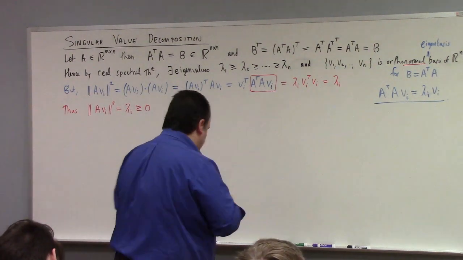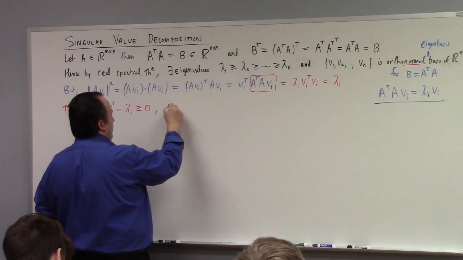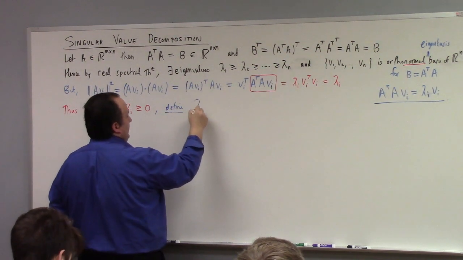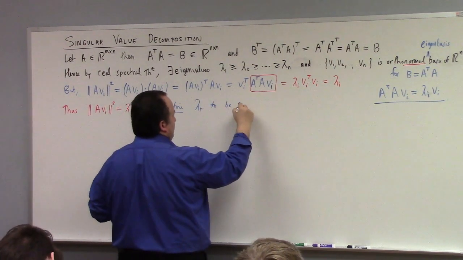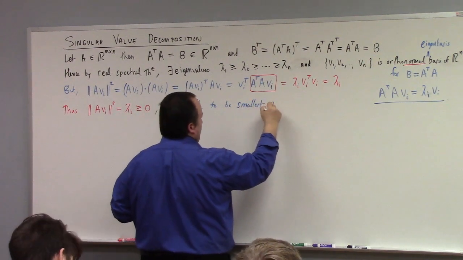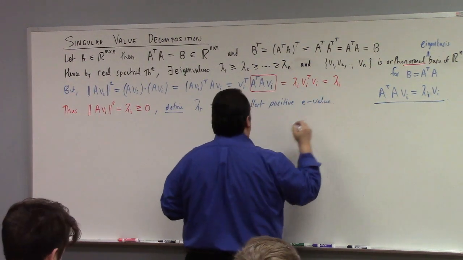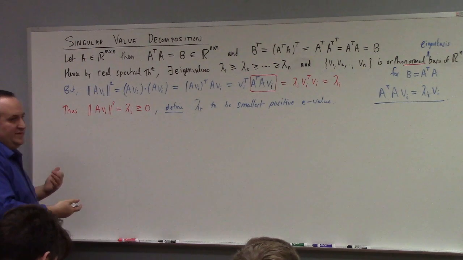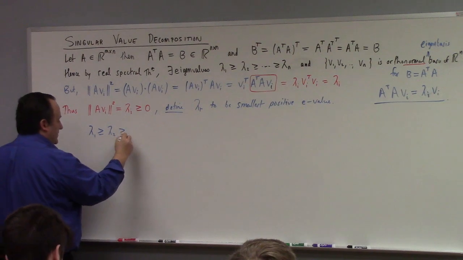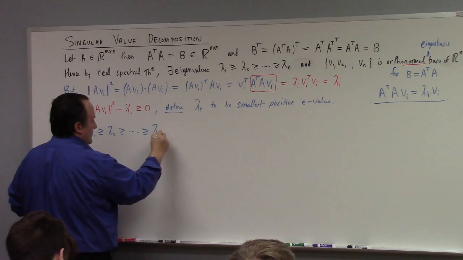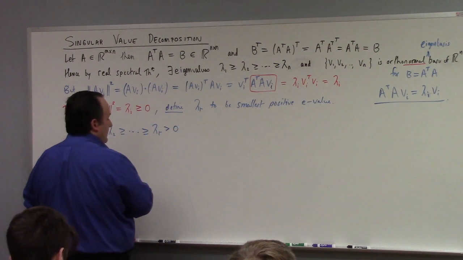All right? And so for that reason, we can just define lambda r to be the smallest positive eigenvalue here. So what does that mean? That means that we have lambda 1 greater than or equal to lambda 2 greater than or equal to and so on, down to lambda r, right? And then past that, that's greater than 0, right?